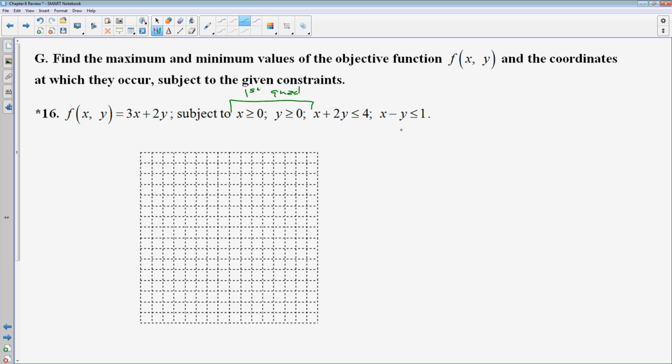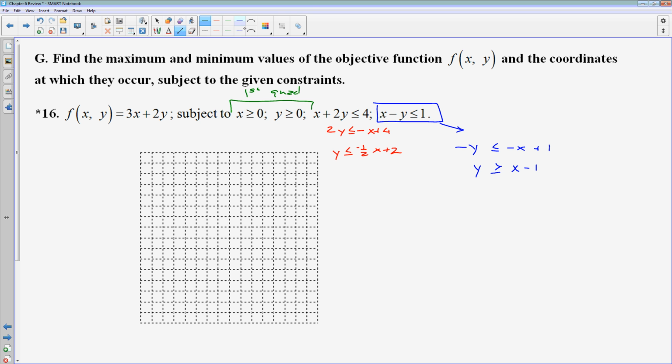I do need to solve for my y's here, so for this equation, I'm going to subtract my 2x, and subtract my x, that gives negative x plus 4. I will divide by 2, which gives me negative 1/2 x plus 2. And then for this equation, I will subtract the x. That will give me negative y less than or equal to negative x plus 1. When I multiply everything by negative 1, you get y greater than or equal. Remember to flip the sign. And there are the inequalities.